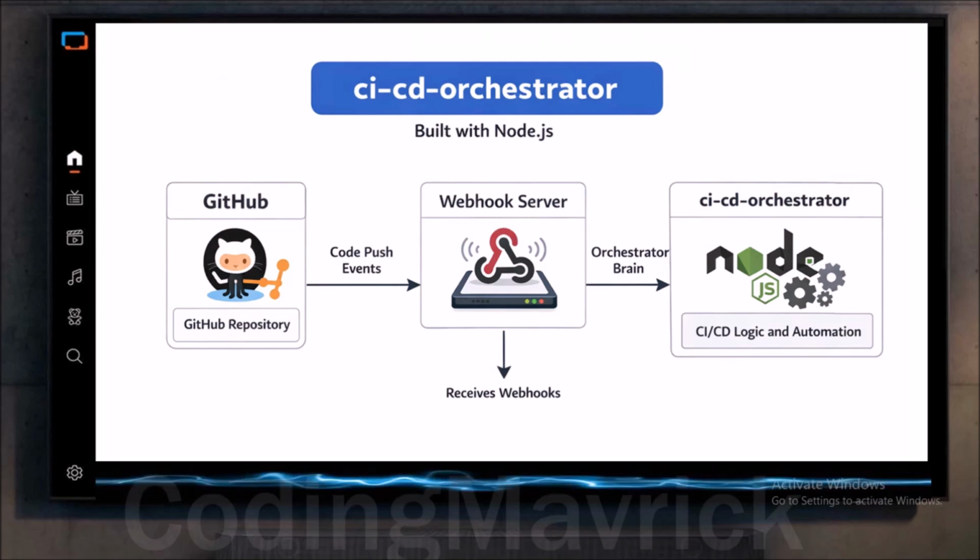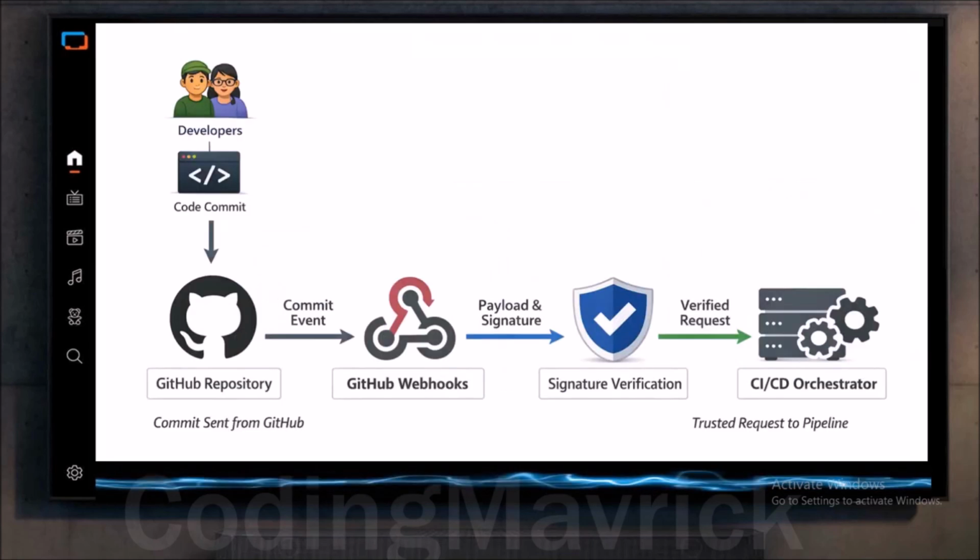We will build it entirely with Node.js. This orchestrator acts as the brain of the CI/CD platform. It will expose a webhook server that listens to GitHub events whenever new code is pushed to the repository. We will then connect this orchestrator with GitHub webhooks.